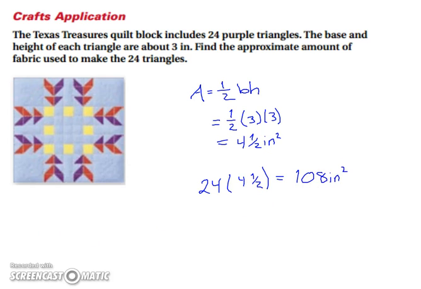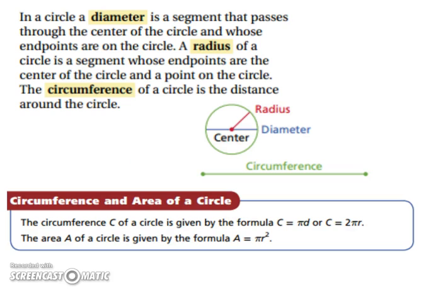Let's look at circles. In a circle, a diameter is a segment that passes through the center of the circle and whose endpoints are on the circle. A diameter is just the longest chord in a circle. A radius of a circle is a segment whose endpoints are the center of the circle and a point on the circle. The circumference of a circle is the distance around the circle.